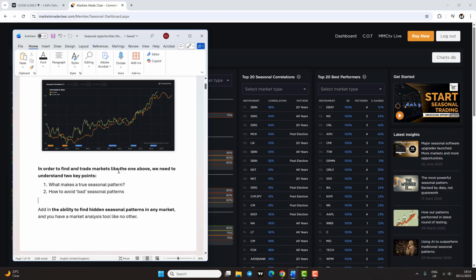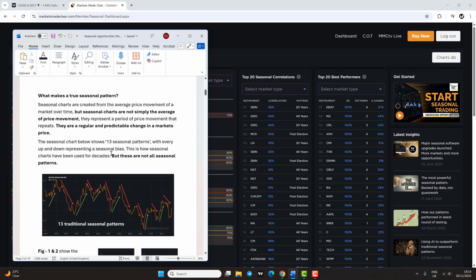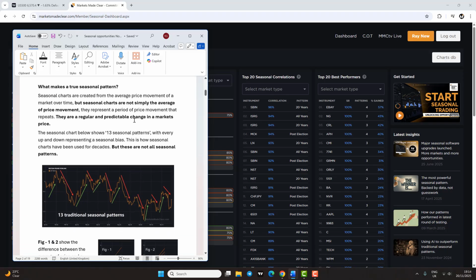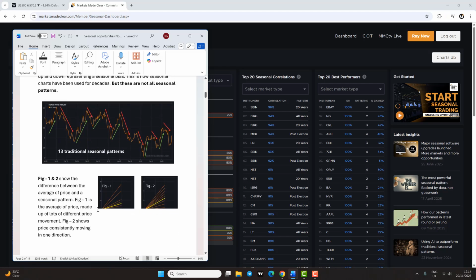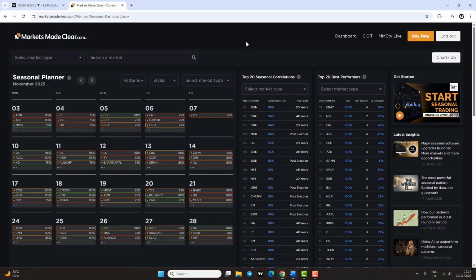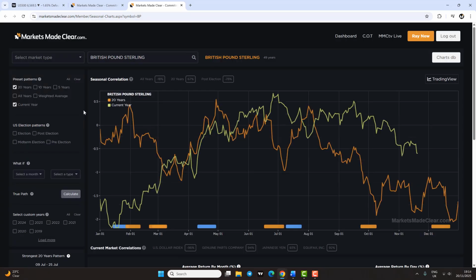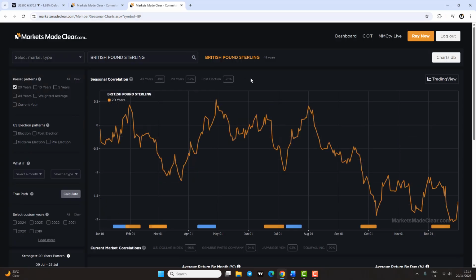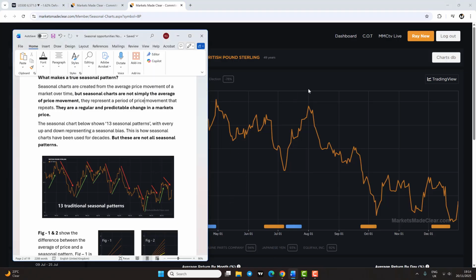So what is a true seasonal pattern? That's what this section is about. The difference between a true seasonal pattern and a seasonal chart, I'm going to use pound, because pound's in that example. So let me just bring up the British pound chart. We load up this chart, I'll turn off the current year. And this is the chart that's currently on the notes. So it's a 20-year for British pound.